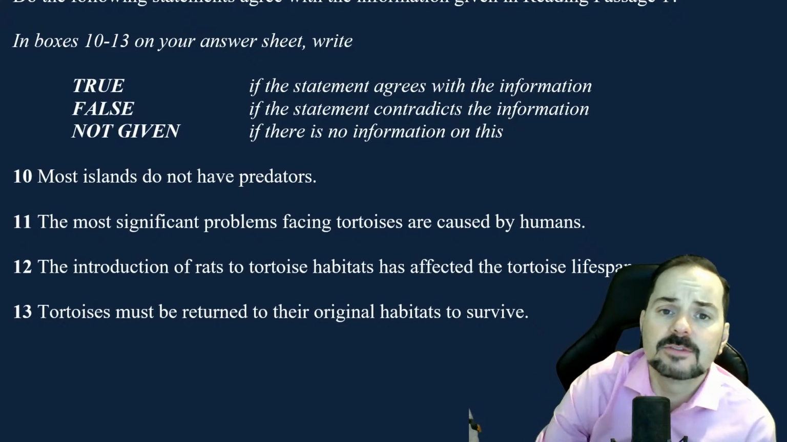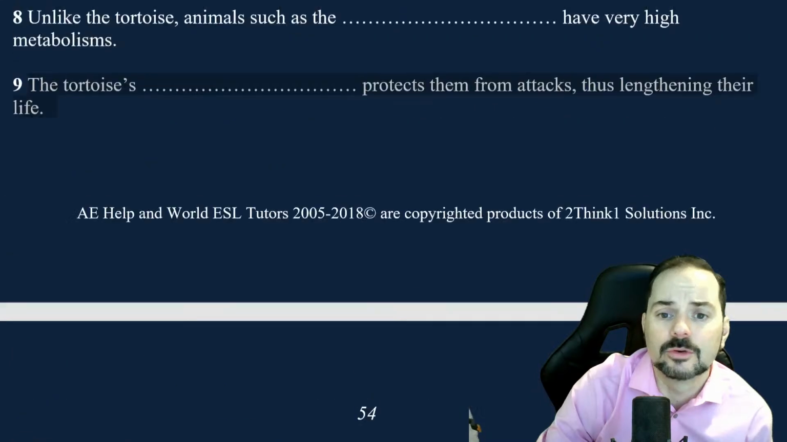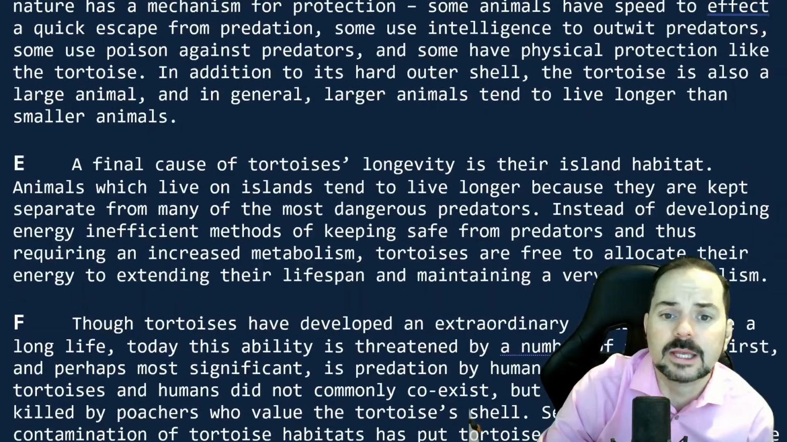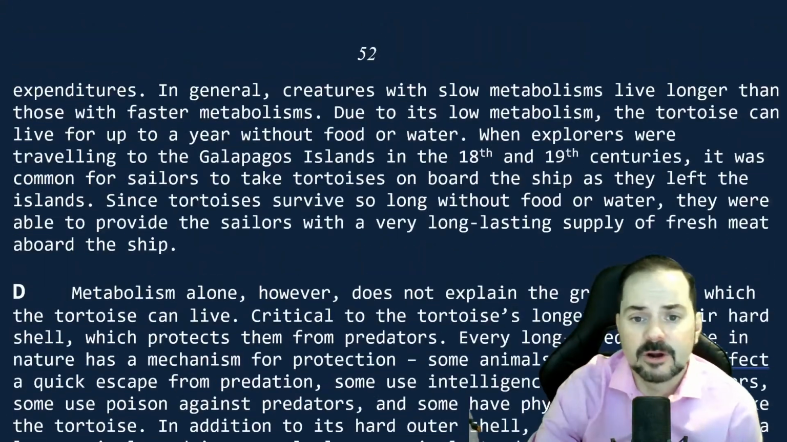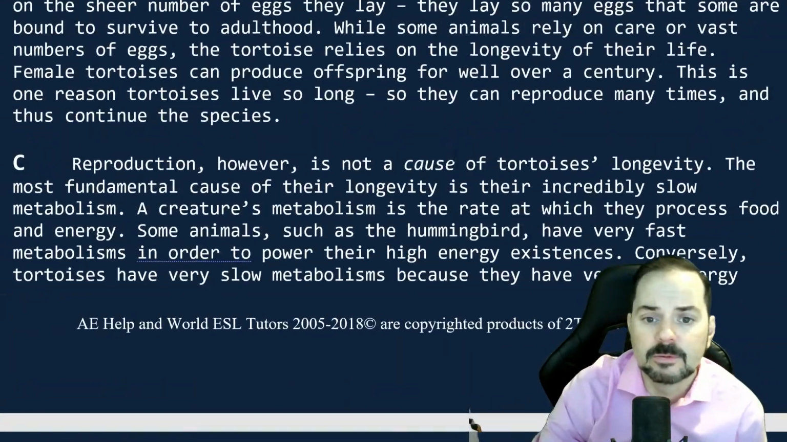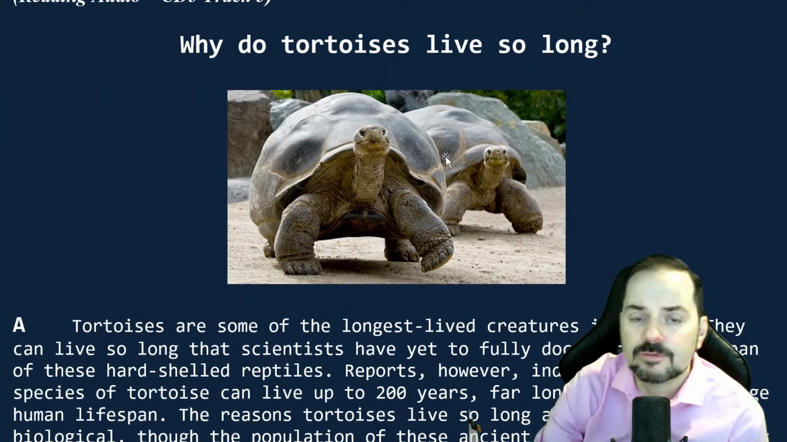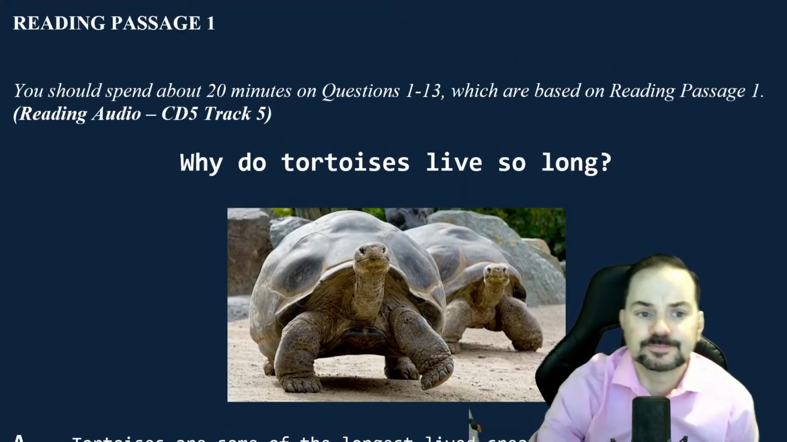True, false, not given, students, do not read these before the passage. It's just confusing. We don't know what's true. We don't know what's false. We should not read it because the information will just be confusing for our brains. We won't remember if we read the question or we read it in the passage. So just ignore the true, false, not given questions before you read the passage.